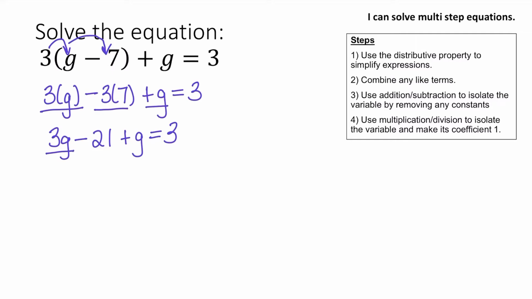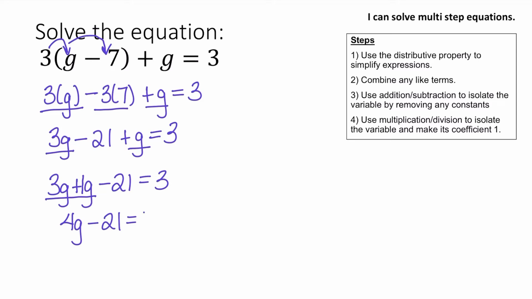Now my next step is to combine any like terms that I have in my equation. Notice I have this 3g and g term. So I'm going to combine those two terms together. So I have 3g plus g minus 21 equals 3. Remember, in algebra, we usually don't write our coefficients of 1. So this g basically has a coefficient of 1. So when I combine this 3g and this 1g, I get 4g. 4g minus 21 equals 3.